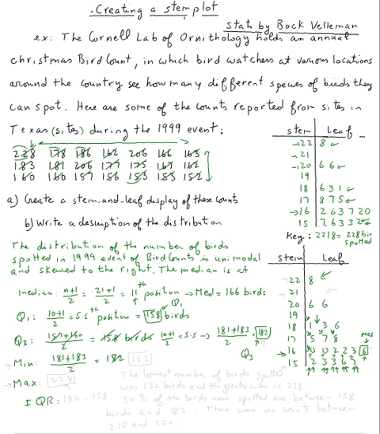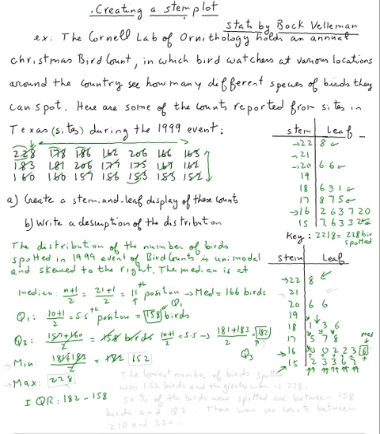And now what is the min? Min is just the smallest value, which is 152. What is the max? Max is the largest value, 228. And the IQR is always going to be 182 minus 158. So that's where the 50% of the birds spotted are.